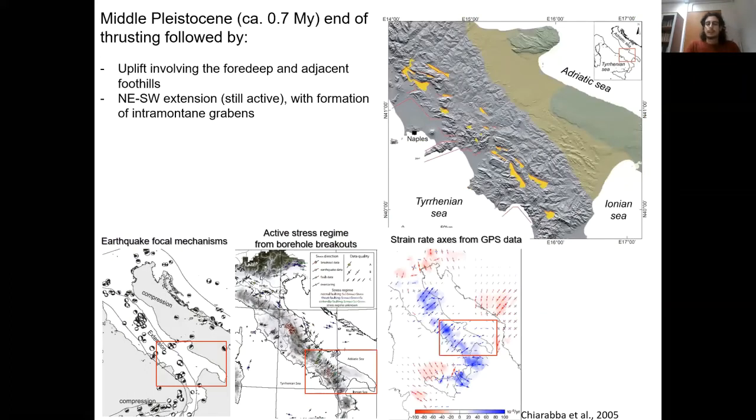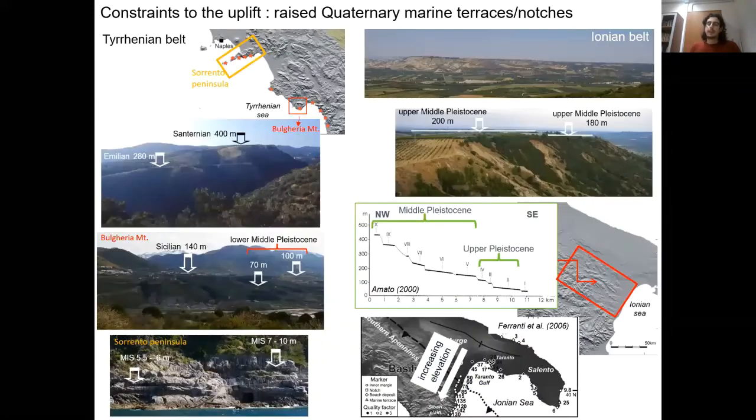From the Middle Pleistocene, the shortening in the chain is no longer active, and it was followed by a northeast-southwest extension and the uplift of the foredeep. Uplifting areas record geomorphological features such as raised marine terraces and tidal notches, which may provide information to reconstruct both large-scale and differential vertical motion.